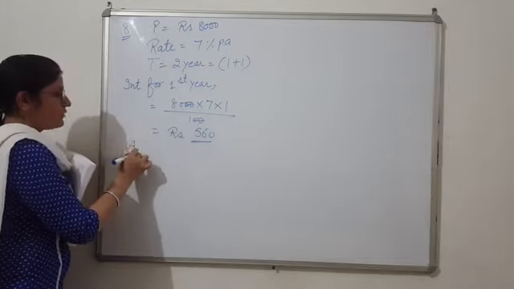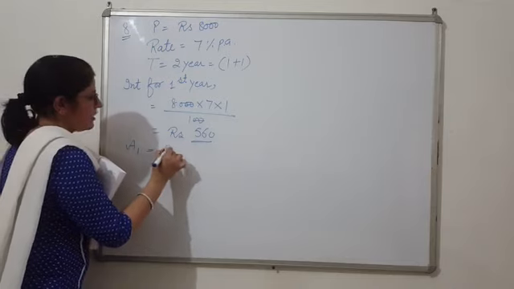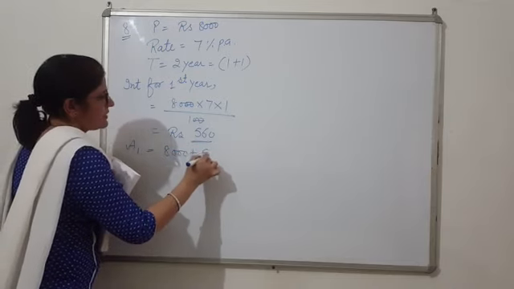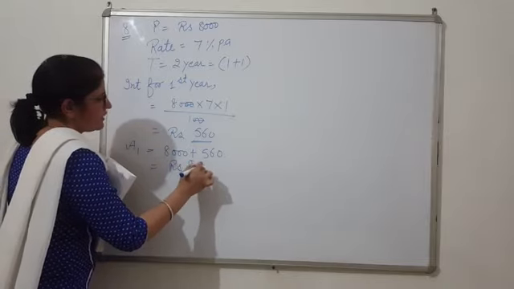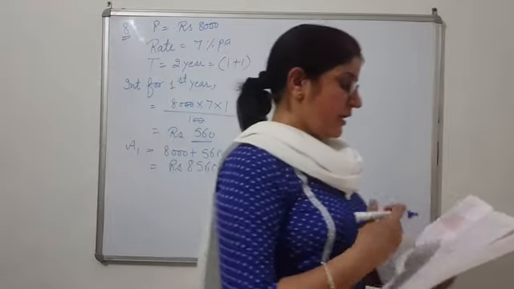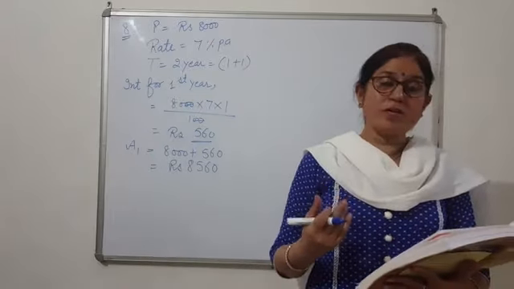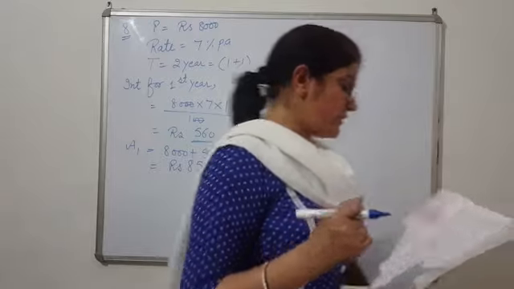Now the amount at the end of the first year: we add principal and interest, 8,000 plus 560, and our amount is rupees 8,560. Now what is given in the question? How much amount is he returning? Rupees 3,560 at the end of the first year.